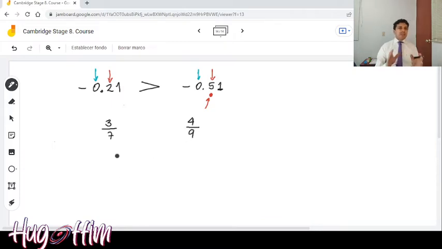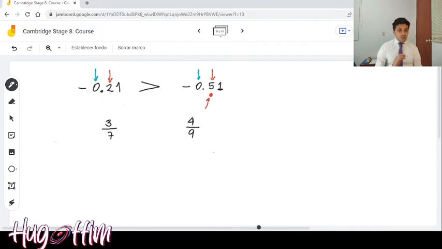So I would like you to pause this video and find out the strategy, or comment the strategy in the comment section. Comment the strategy you use to compare these 2 fractions, to see if it's appropriate, or to see if it's quite the same as ours.